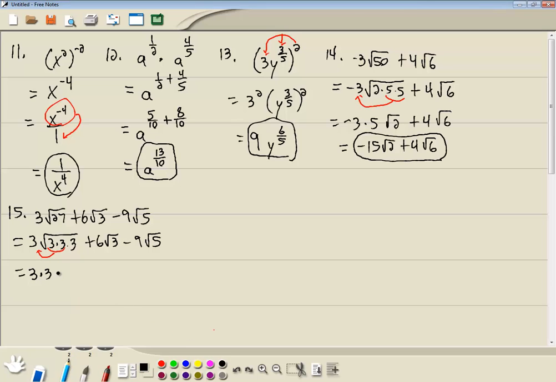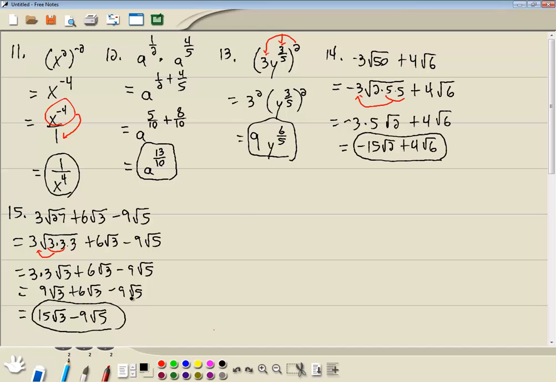So we've got 3 times 3 square root of 3 plus 6 square root of 3 minus 9 square root of 5. 3 times 3 is 9, so we've got 9 square root of 3 plus 6 square root of 3 minus 9 square root of 5. And the first two, since they both have a square root of 3, I can combine those together. So I add the numbers in front of them. 9 plus 6 gives us 15 square root of 3 minus 9 square root of 5. And that's our answer.